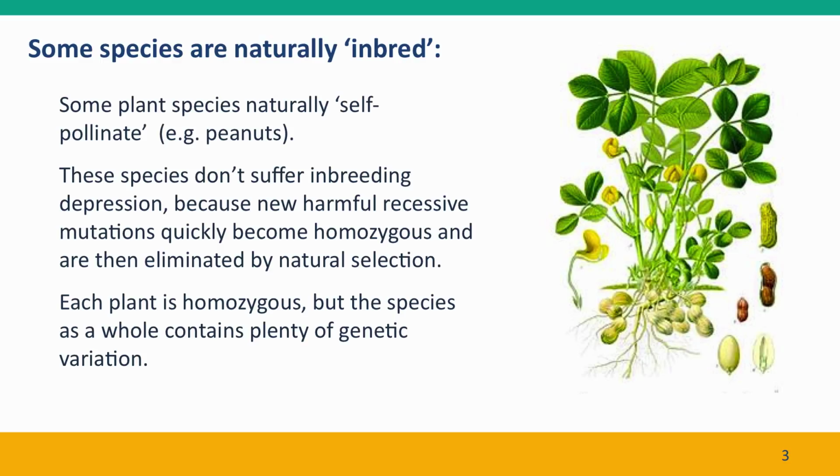But once a species is established as self-pollinating, any new harmful recessive mutations that arise quickly become homozygous and are eliminated by natural selection before they can become established in the population. Each plant is homozygous, but the species isn't. The species can have a great deal of genetic diversity, typically as much genetic diversity as an outbred population.